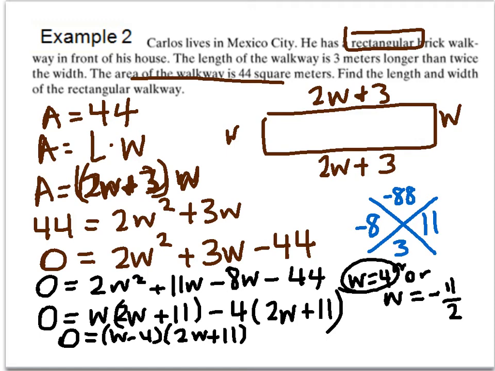Now, since the question asked for length and width, I take that w and substitute in here for my length. So 2 times 4 is 8, plus 3 makes 11 for my length. So here you have the two answers that we need, the length and the width by the stars.